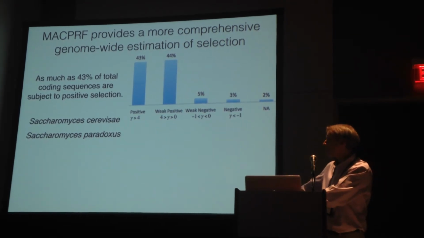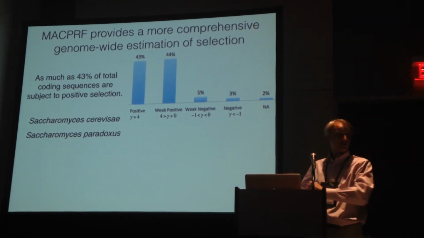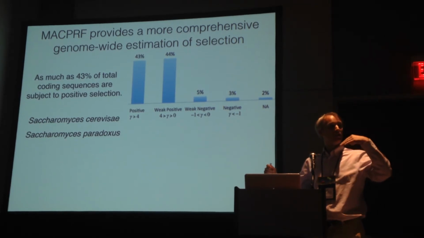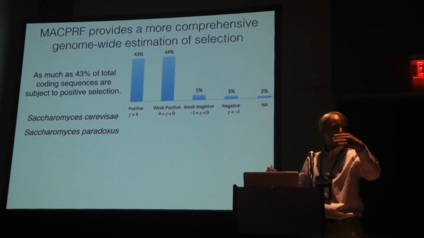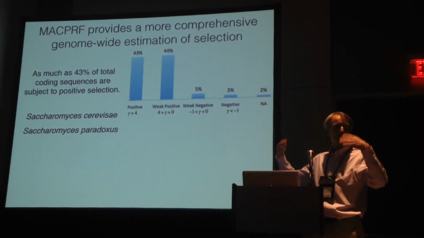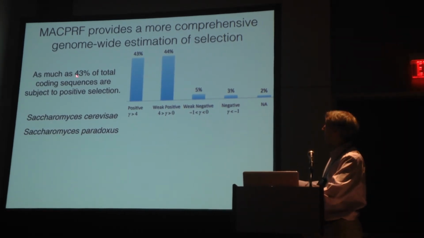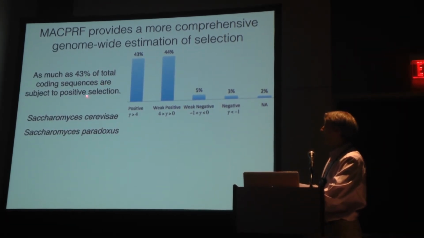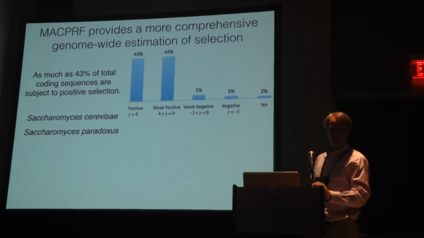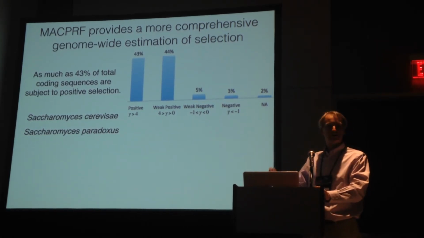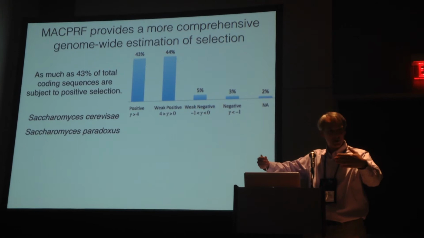It's important to understand that this is a flux model, which means this is the selection on changes that occur in the population. It's not what's happening to the creature, it's how much is happening, how much changes. And so as much as 43% of coding sequences are subject to positive selection. Again, I chose that word carefully. Subject doesn't mean they're all undergoing positive selection.